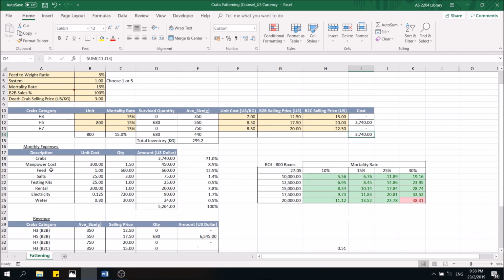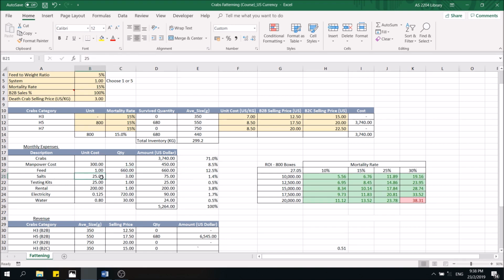Next, we have feed. A typical feed cost in Southeast Asia is around $1 per kg for trash fish, and for pellet feed, you can go up to $1.25. And this is the quantity required by the crabs. So you see the formula here. It means I calculate total number of crabs times the feed to weight ratio times 30 days.